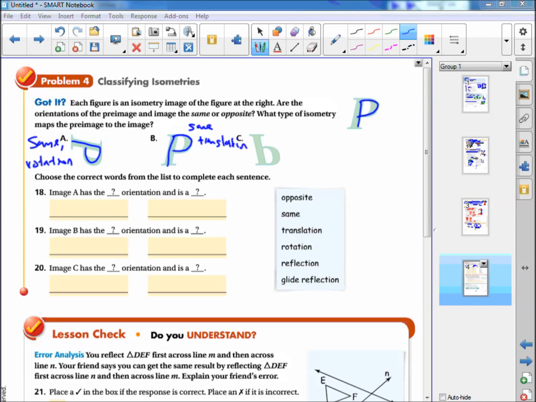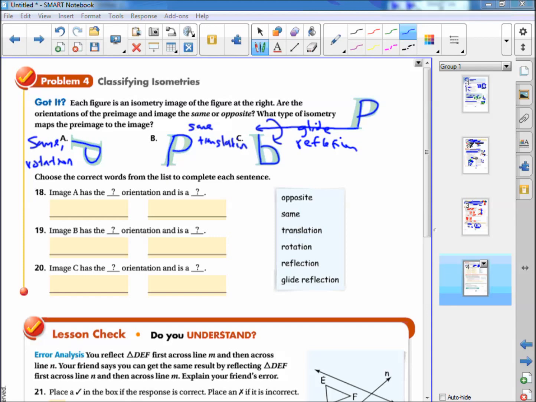Okay, and then the last P has a backwards image. It turned into a B. Okay, so what did we do to get to that? Okay, that's definitely a reflection. That's the only thing that can flip it upside down. But we're probably going to go ahead and call this a glide reflection because we have to translate it first to here and then do a flip, a reflection. So a glide reflection.